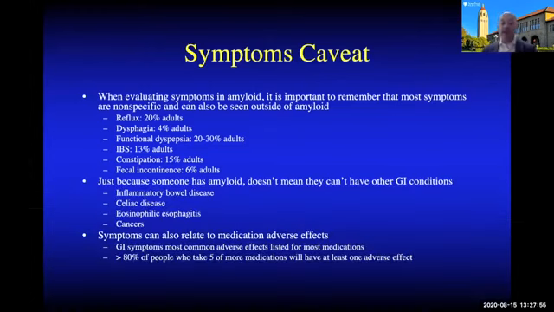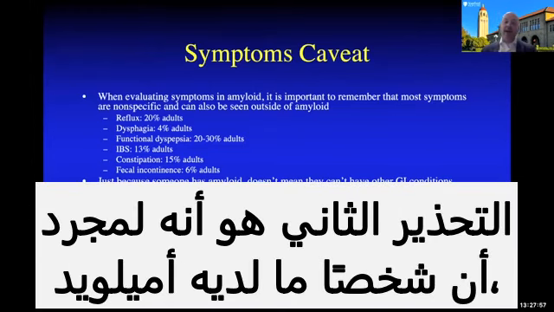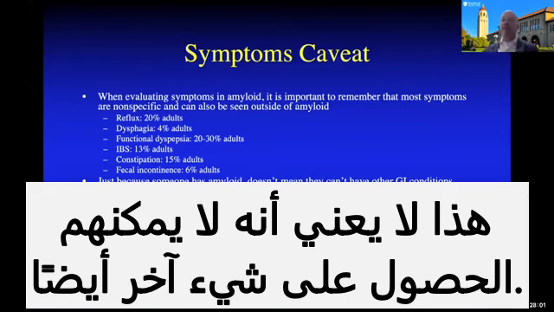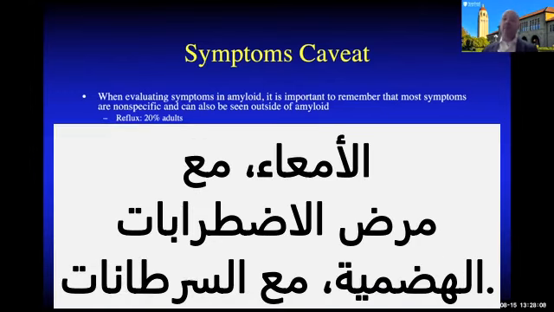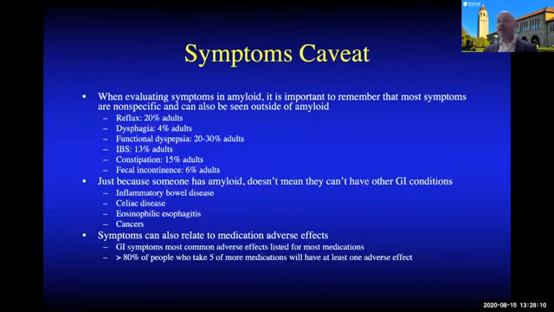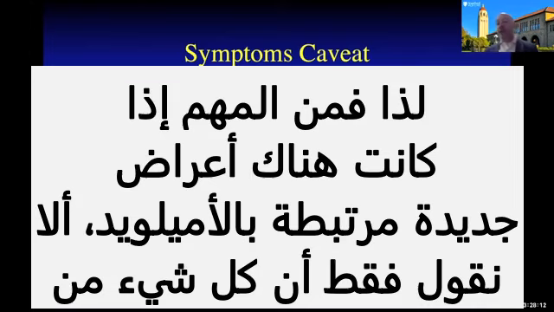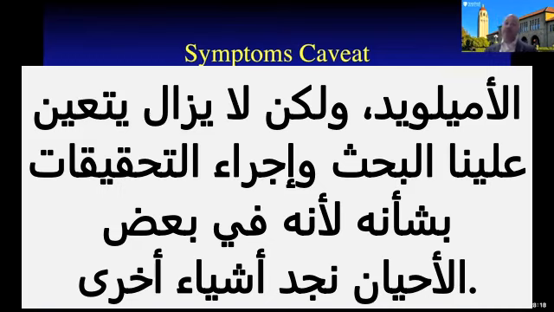Second caveat is that just because someone has amyloid, it doesn't mean they can't have something else as well. And so there is still the same rate with inflammatory bowel, with celiac disease, with cancers. And so it's important, if there are symptoms which are new with amyloid, not to just say that everything is from the amyloid, but still to look up and do investigation with that, because sometimes we do find other things.